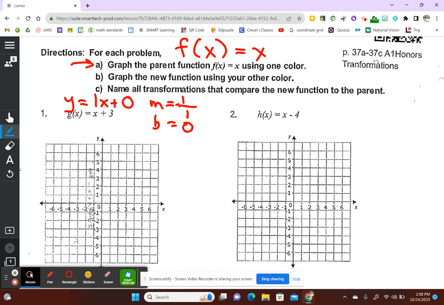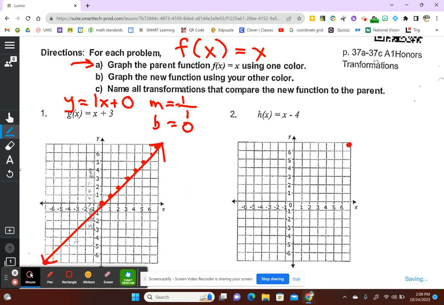So on all of these, you're going to get a ruler and you're going to graph on all 8 coordinate planes. There's 4 on this page, 4 on the next. You're going to graph the parent function. Now, the parent function starts at the origin, goes up 1 over 1, up 1 over 1, etc. So a quick way to do the parent function is just put a dot in the corner, dot in the middle, dot at the bottom, and you draw a line. So it's basically like a 45-degree angle through the origin.